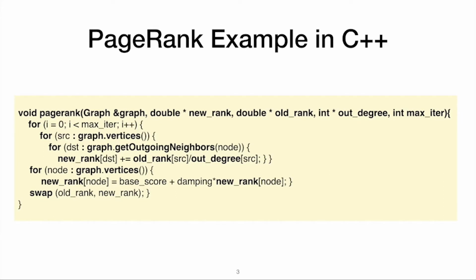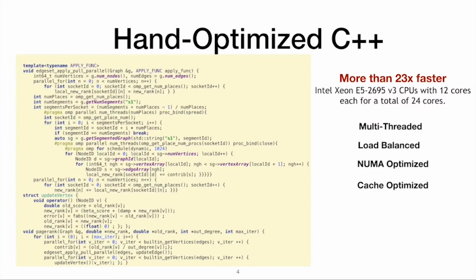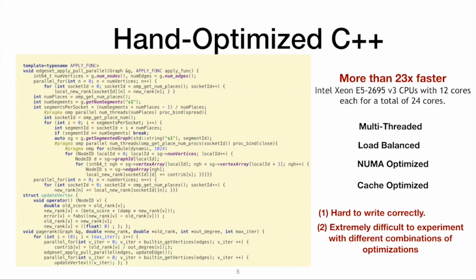Here we show a naive implementation of the PageRank algorithm that ranks the nodes based on their importance in the topological structure. A parallel and cache NUMA optimized implementation is 23 times faster than the naive implementation on a 24-core machine, but it is much harder to write it correctly. It is also extremely difficult for programmers to experiment with different combinations of optimization strategies.